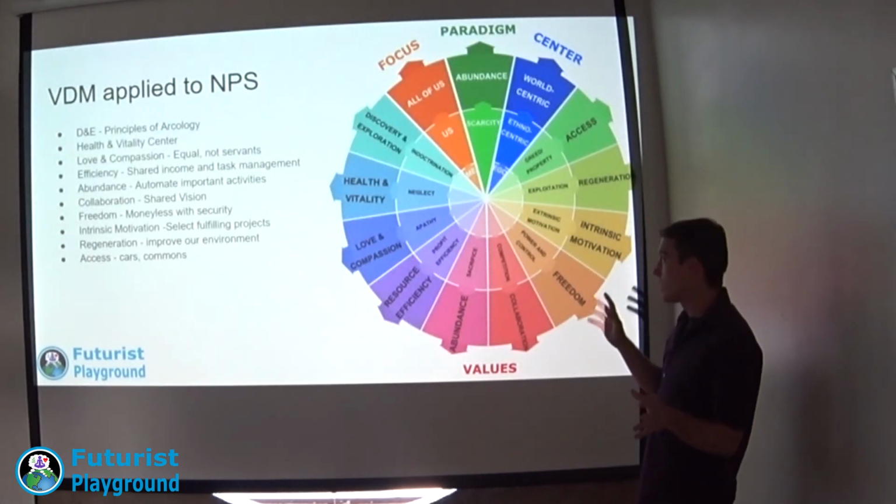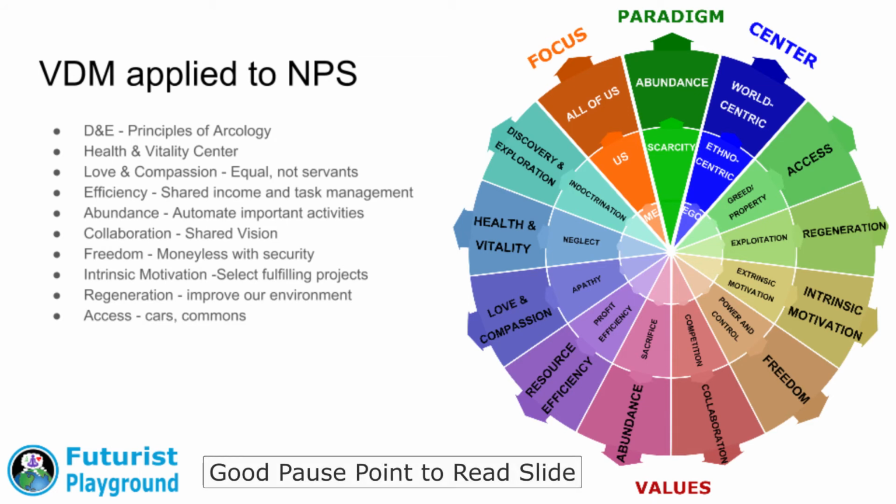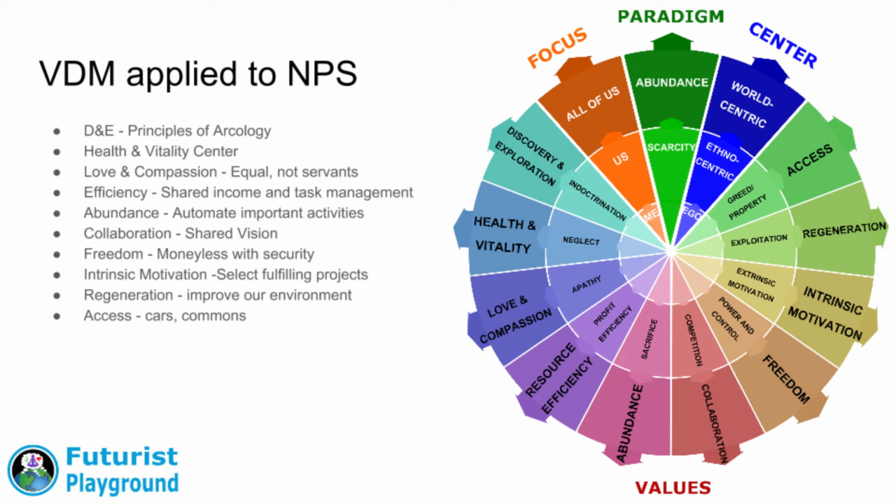So we did apply the VDM to this, and we realized that for discovery and relation, we can learn the principles of archaeology. We would want to increase the health of the food that's being provided for people here, because we want to have long-term sustainability. We want the work to be healthy because it's more profitable. Loving compassion. Volunteers are treated as equals, not servants. Efficiency, shared income, and task management.